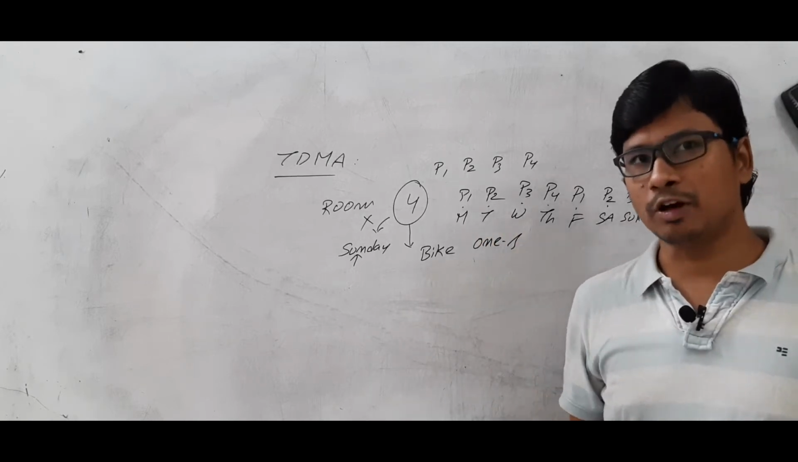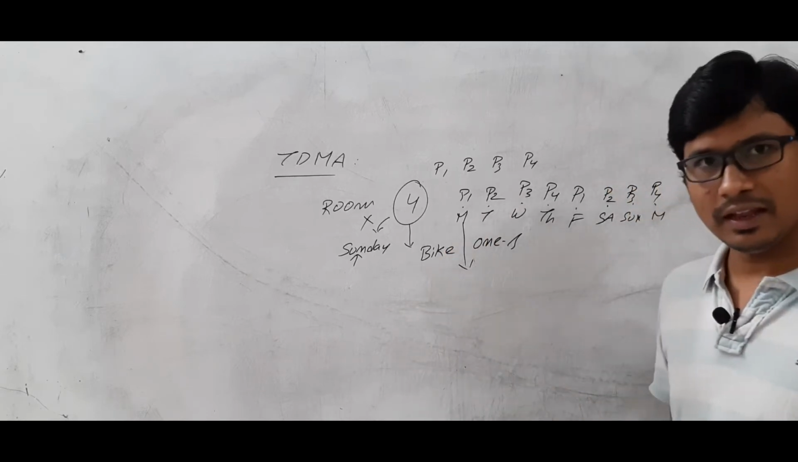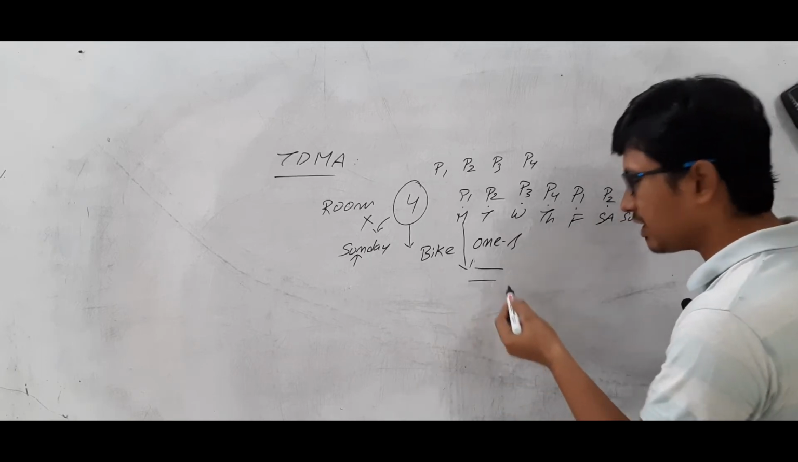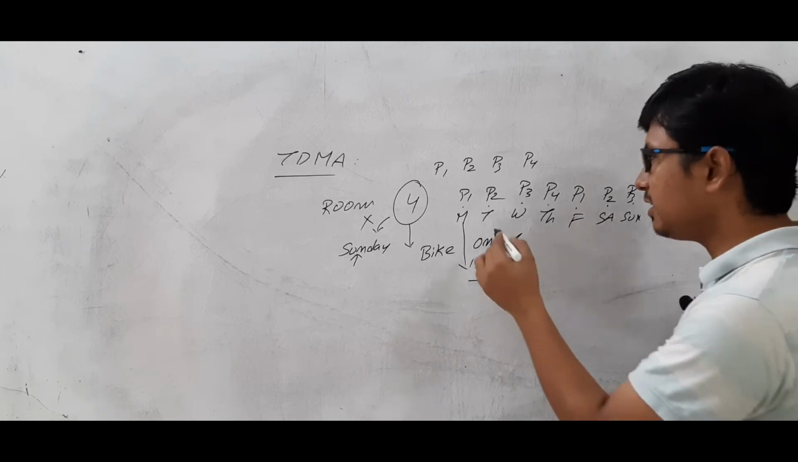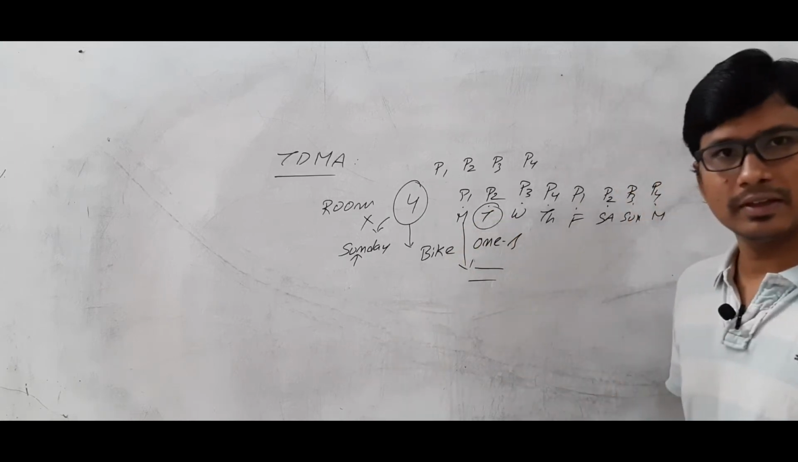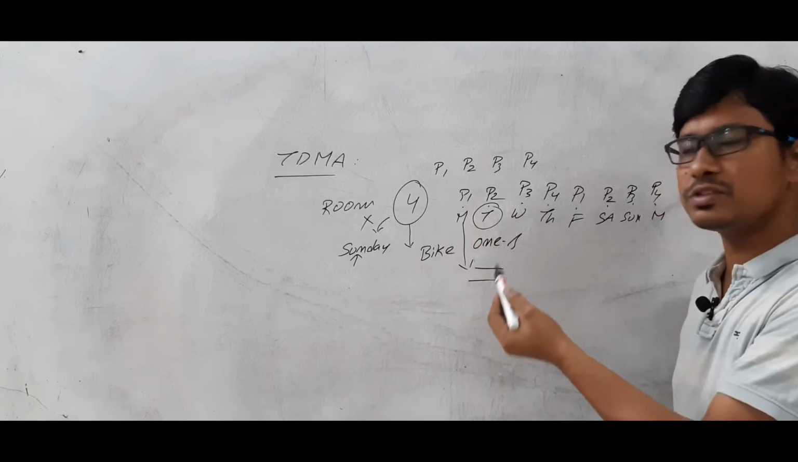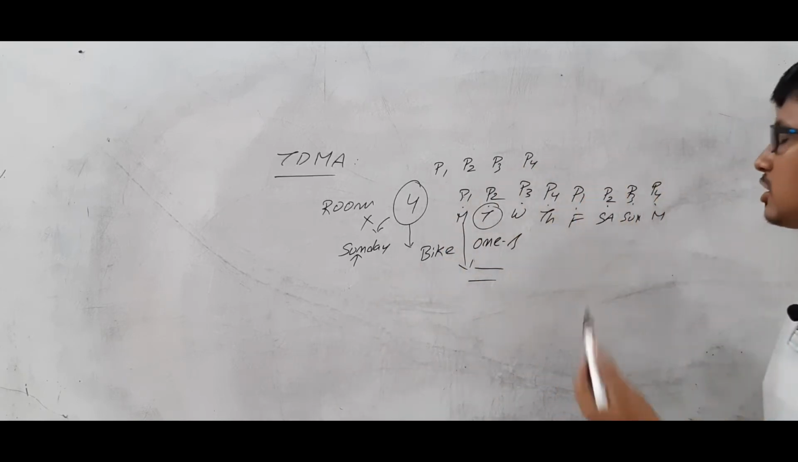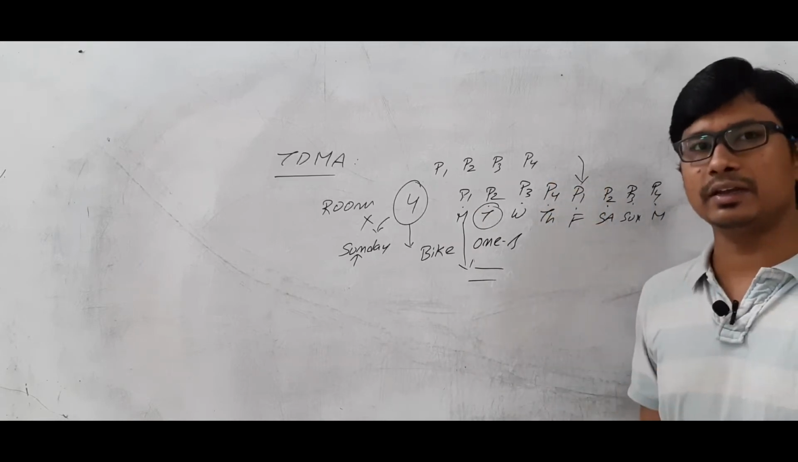Now this is good, but what is the problem? Let's take that Monday there is college and a lot of assignments, so person 1 cannot use the bike. Similarly, on Tuesday, person 2 can use it and person 1 cannot. Even if he needs it, he cannot use it until he gets his next slot. So he has to wait till Friday to get the bike again.